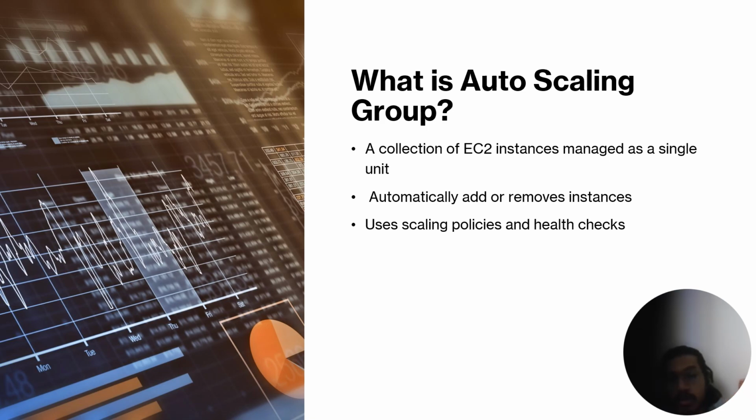So, an auto-scaling group is basically a group of EC2 instances that AWS manages for you. It is a collection of EC2 instances managed as a single unit. When traffic increases, the group automatically launches new instances. When demand drops, it terminates the extra ones to save the cost.